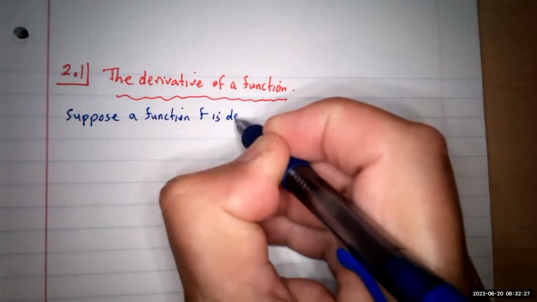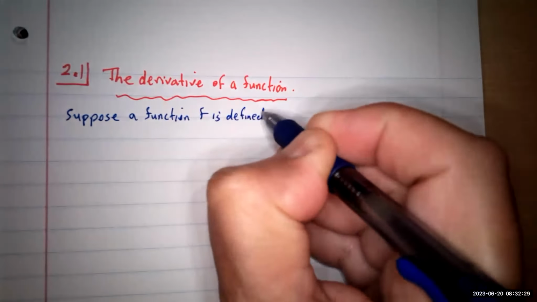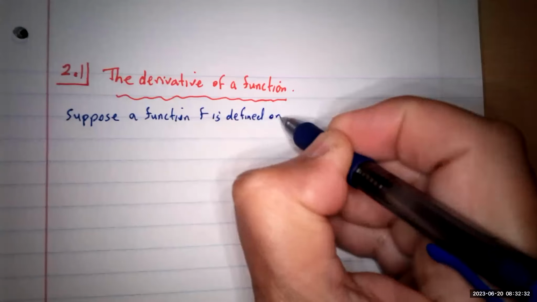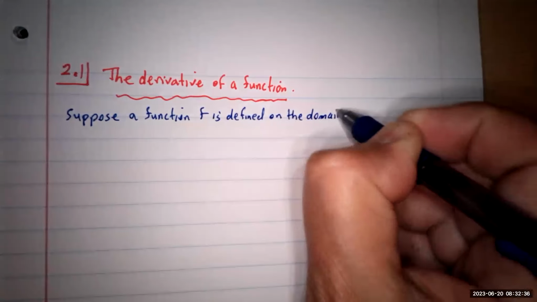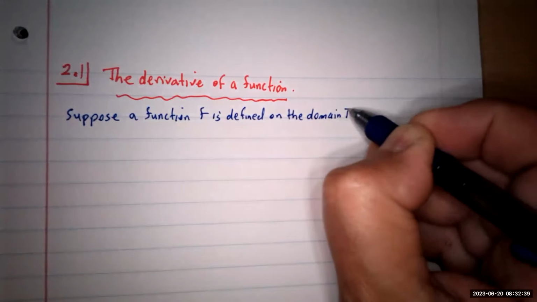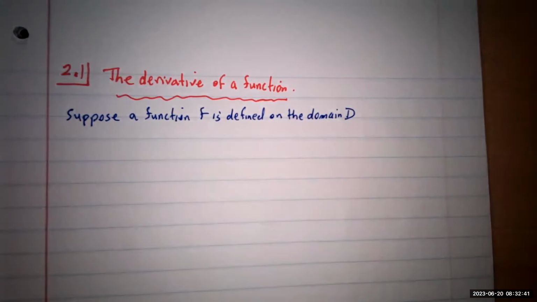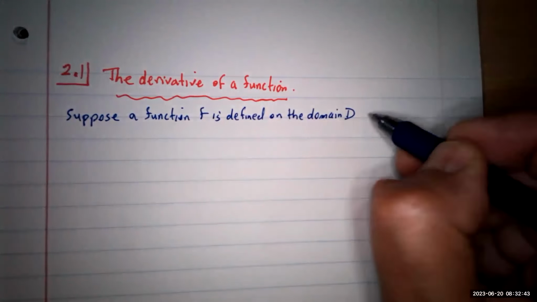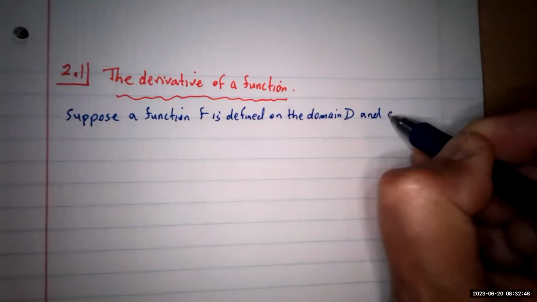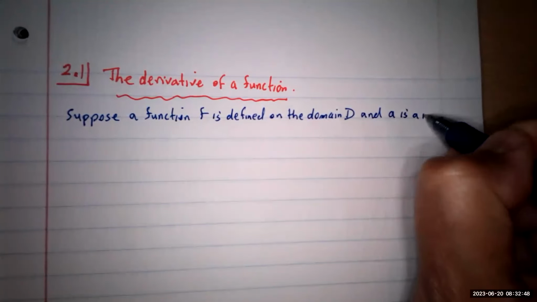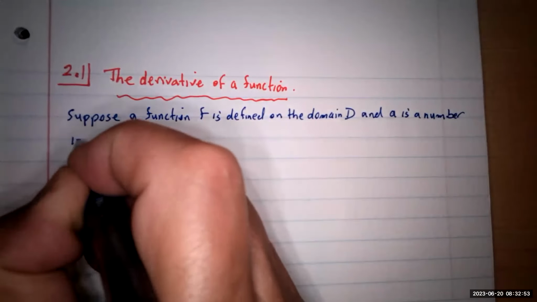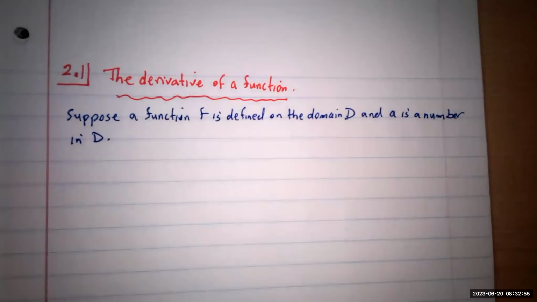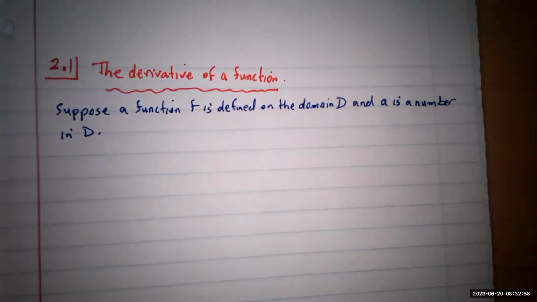Okay, suppose a function f is defined. I'm going to define it as a machine first. Defined on the domain. This approach is going to be a geometrical one because we use the slope. Suppose a function f is defined on the domain D, and a is a number in the domain of the function, in D. Now the derivative. This is it.